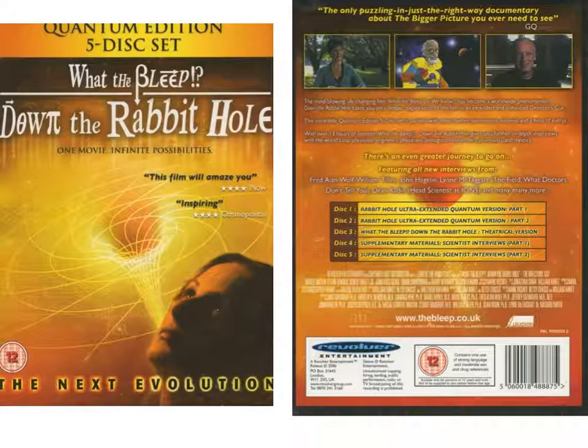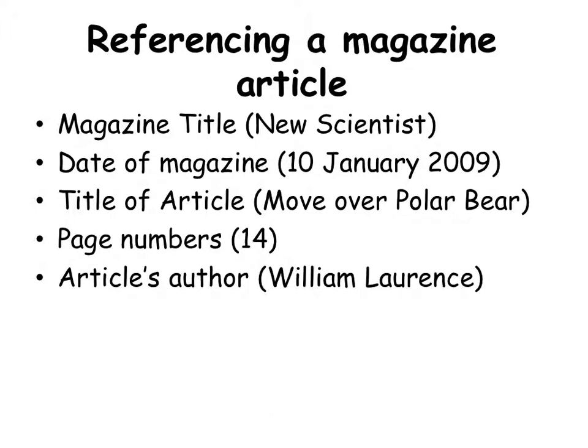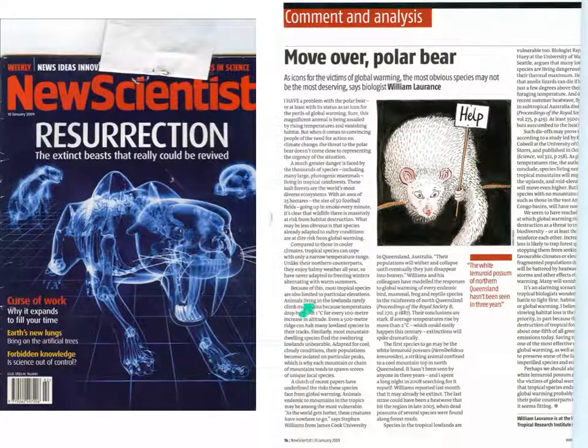If I want to reference a magazine article, I say what the magazine's name was, what date it was published, what the article was called, what page it was on, and who wrote the article. So here is a New Scientist. It is a scientific journal. Move over Polar Bear. It's all about global warming, written by William Lawrence on page 14.